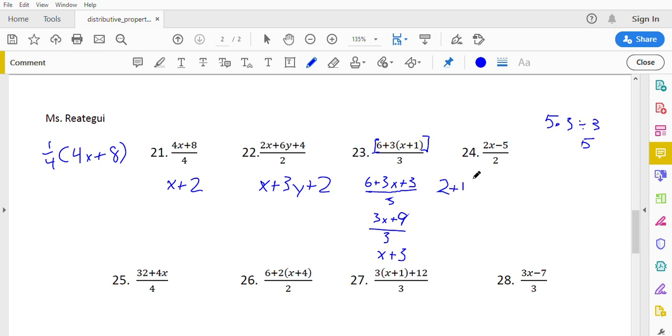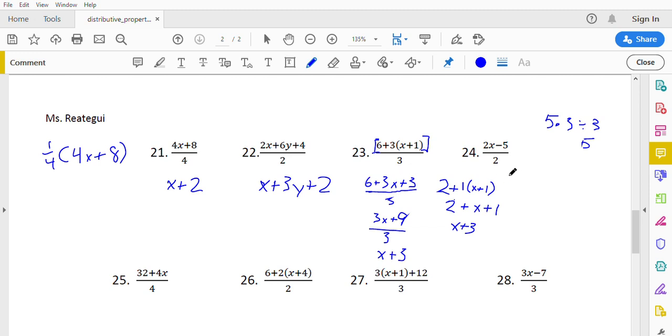So this becomes 1 times x plus 1. Well, 1 times x plus 1 is just x plus 1. 2 plus 1 is going to be 3. Okay? So if you're comfortable with this, you should be working on this. If you're not comfortable with this, you should stick with this, and this is kind of a more advanced way to do things. Pick what's best for you.